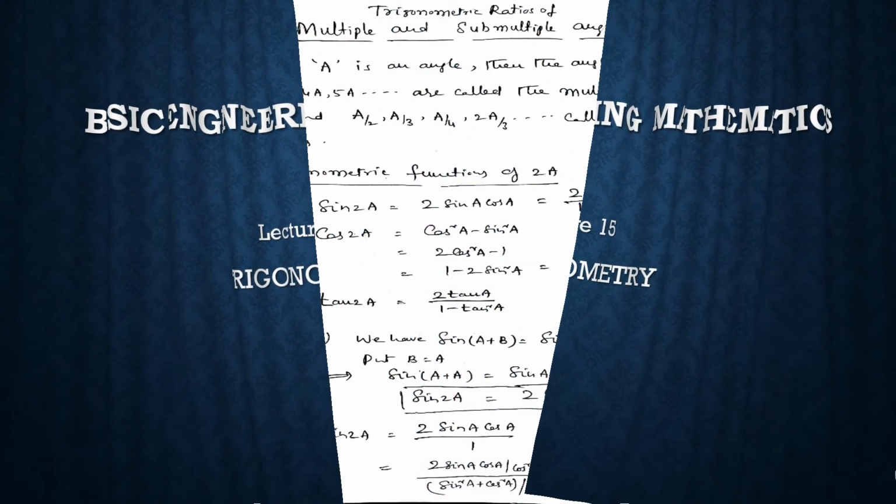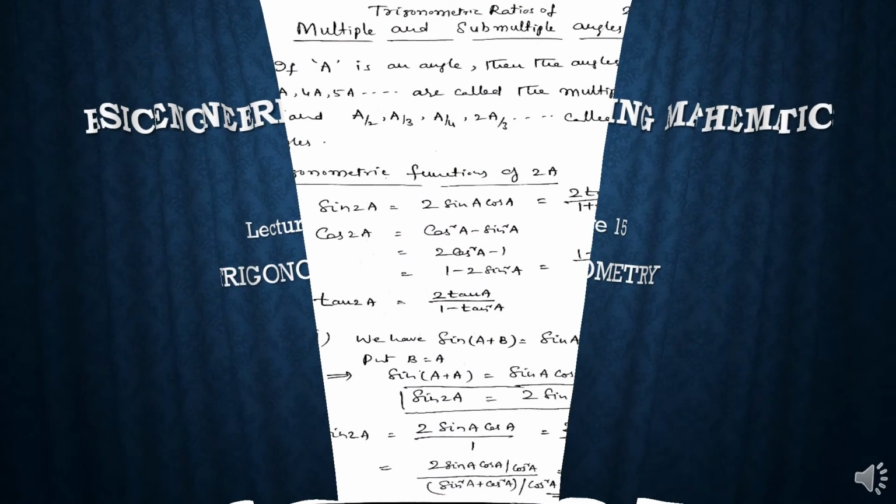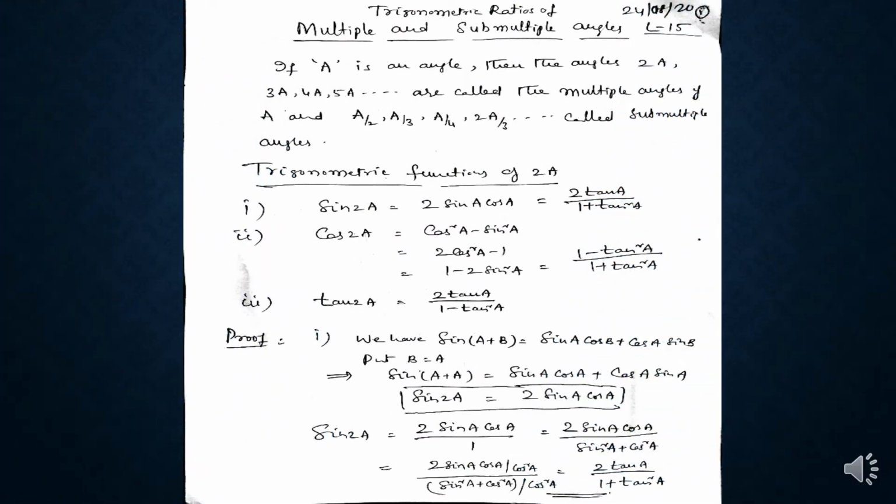What is a multiple angle? If capital A is any angle, then the angles 2A, 3A, 4A, 5A, 6A and so on are called the multiple angles of A. And what are the submultiple angles? Submultiple angles of A are A by 2, A by 3, A by 4, 2A by 3, 3A by 2 and so on.